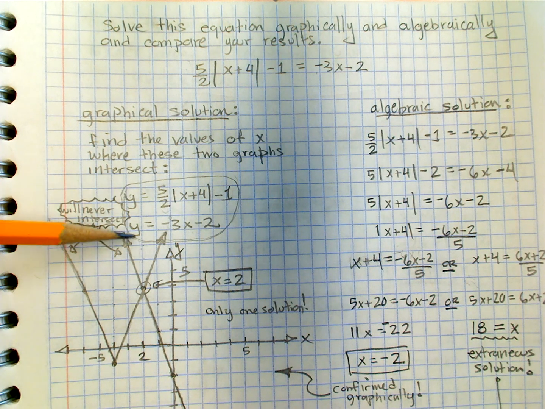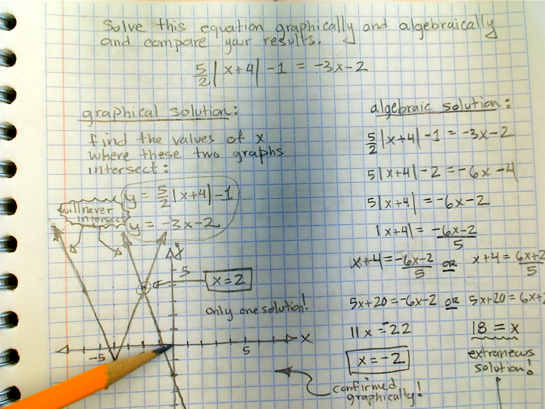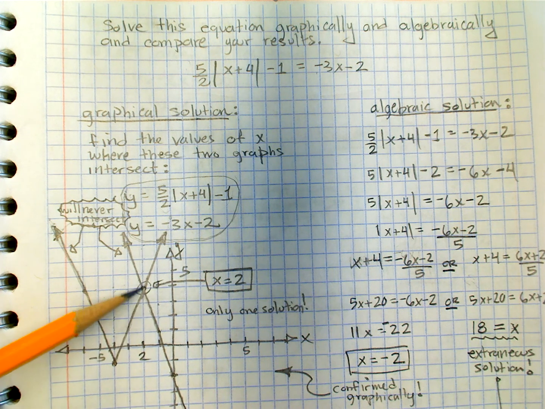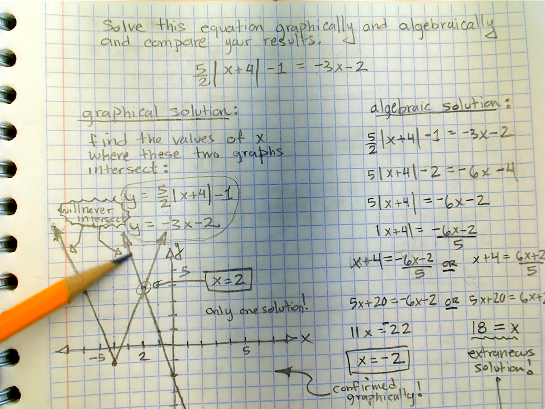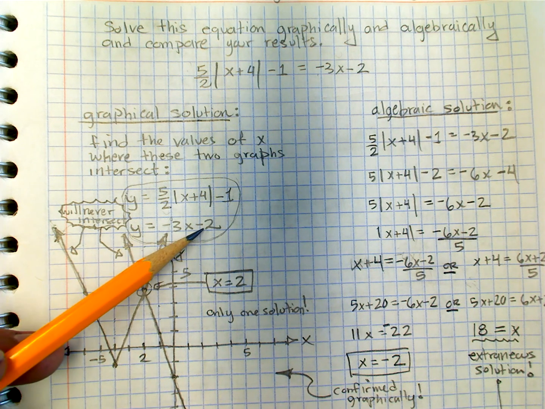And then simply enough, I can graph this line by just going to the y-intercept, -2, and going a slope of -3. I go up 3 and over to the negative side 1, and so on. And then there's my line, y equals -3x minus 2.